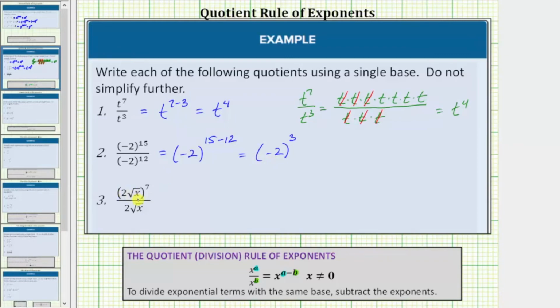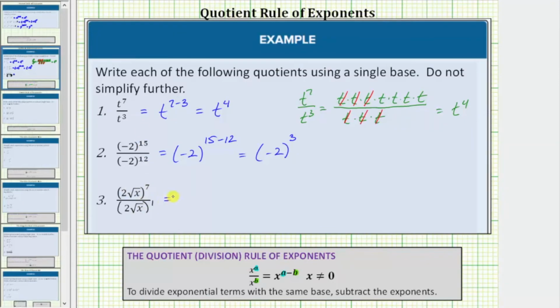We have the base of 2 square root x raised to the 7th power divided by 2 square root x. So it's clear in the numerator the base is 2 square root x. In the denominator though, we do have 1 factor of 2 square root x, which means 2 square root x is the same as 2 square root x raised to the 1st power. In this form, because we're dividing and the bases are the same, we subtract the exponents.